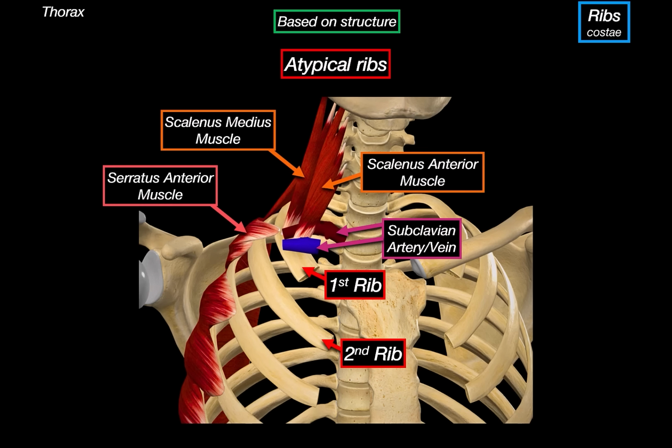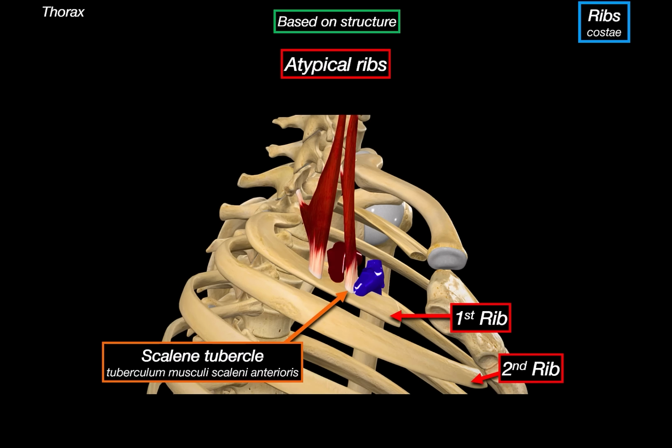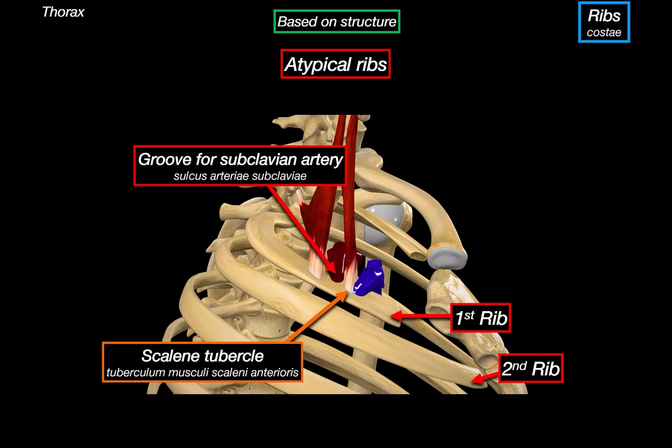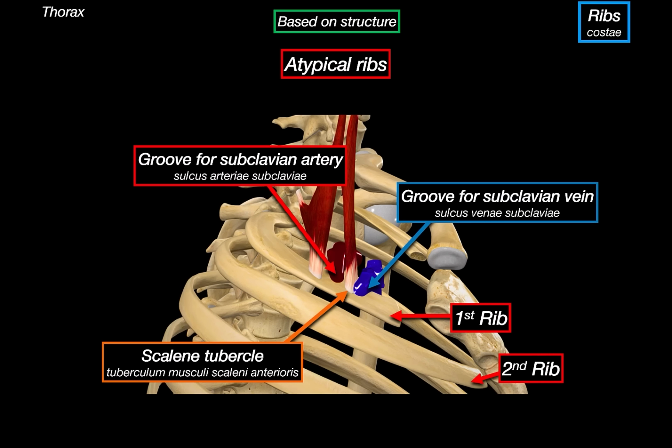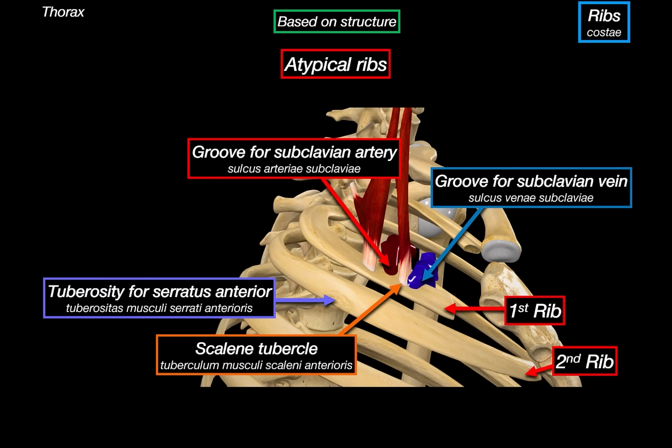Also visible here is the serratus anterior muscle, which originates on the outer surface of the ribs, just lateral to these grooves. So, what structures can we take out of this? We can see the scalenus tubercle in the center. The groove posterior to this tubercle accommodates the subclavian artery, while the groove anterior to it accommodates the subclavian vein. On the second rib, we can see the roughened area where the serratus anterior muscle attaches, known as the tuberosity for the serratus anterior. These are important surface landmarks when identifying the first rib in dissection or imaging.